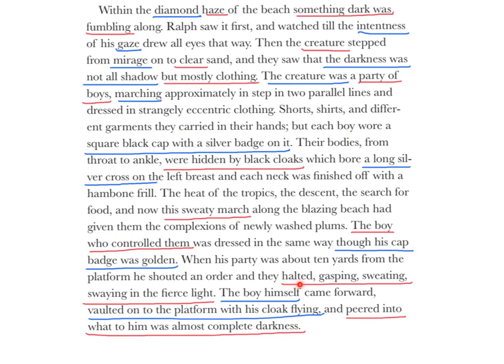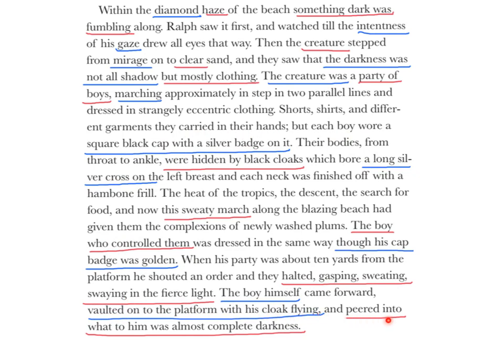The choir, who he has been leading, halted, gasping, sweating, swaying in the fierce light. These -ing endings here draw out the moment and show how difficult it is for the boys to cope with the heat, which is fierce. But Jack is completely different. The boy himself vaulted onto the platform with his cloak flying. There is something magnificent about him, almost a superhero character, who seems stronger than the rest, hence his vault, and he doesn't seem to suffer any of the problems that the boys are having.